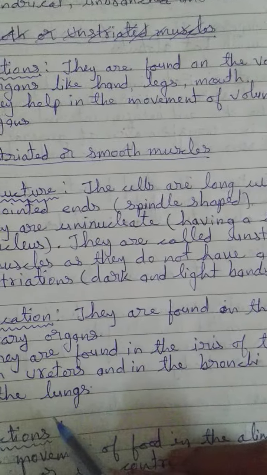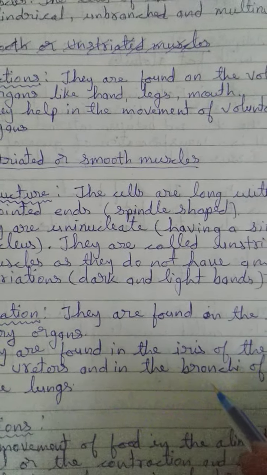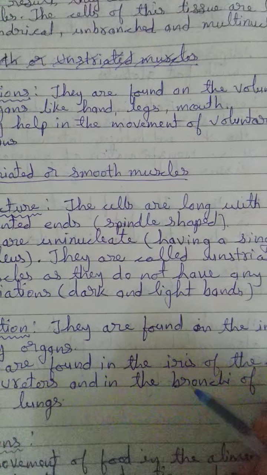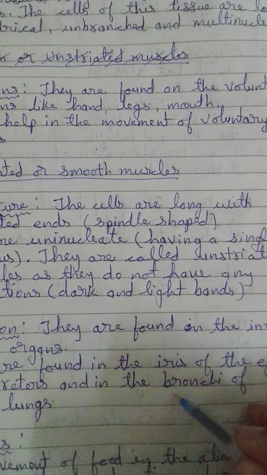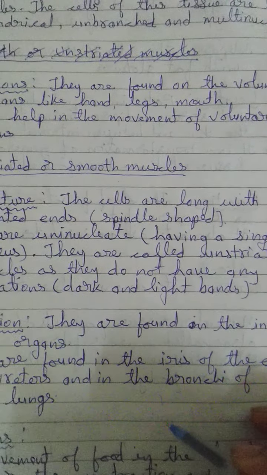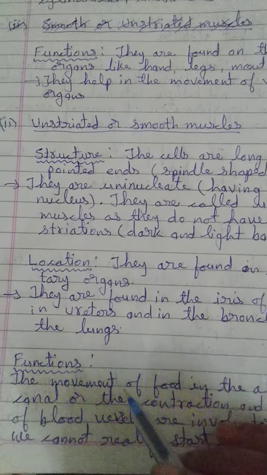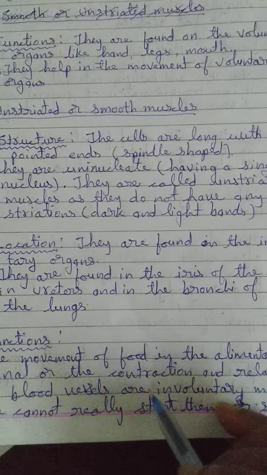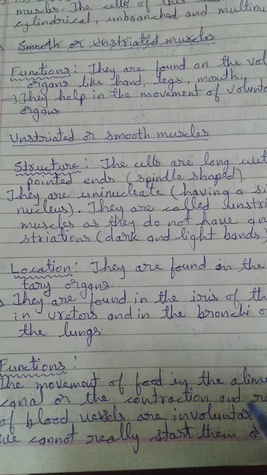It is in the bronchi of the lungs. Bronchi means when the windpipe, the trachea, enters the lungs, the windpipe is single. It branches into two branches, left branch and right branch. The left bronchus and right bronchus enter into the lungs. So it is found on the wall of the bronchi through which the air passes. Function is movement of the food in the alimentary canal, so that means it is also present in the esophagus.